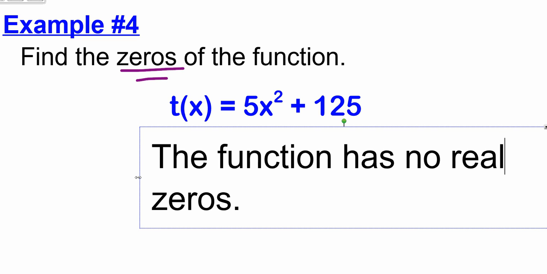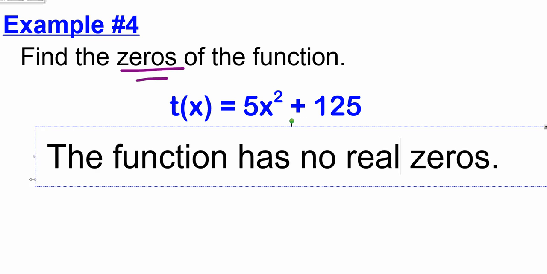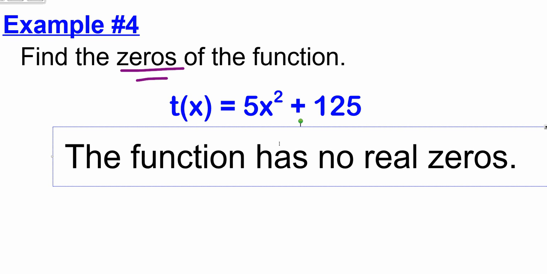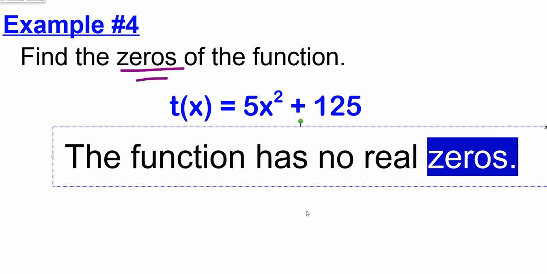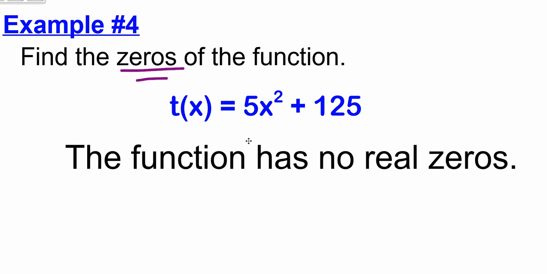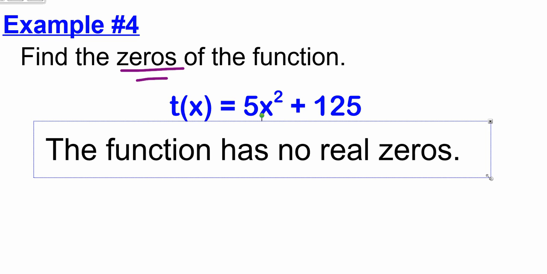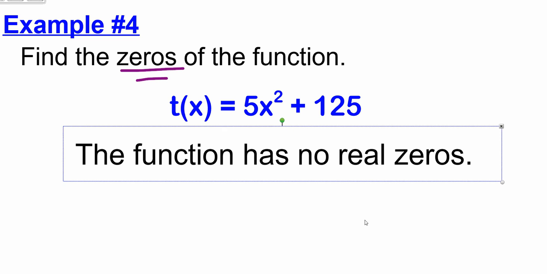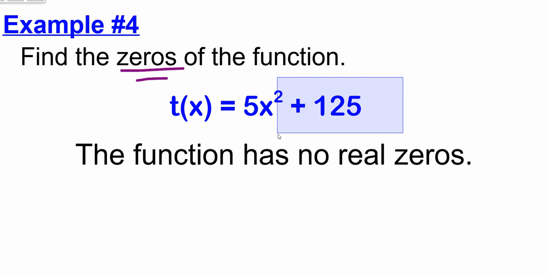Again, in Algebra 2, you're going to learn about imaginary numbers, and then you could say there are some imaginary zeros, but if you just say no zeros at this point, that's okay, I'll accept that. But I'm going to write the function has no real zeros. That is my answer, because again, we've got 0, 125 for the coordinates to the vertex, and the graph is opening up. So it's never going to cross the x-axis.